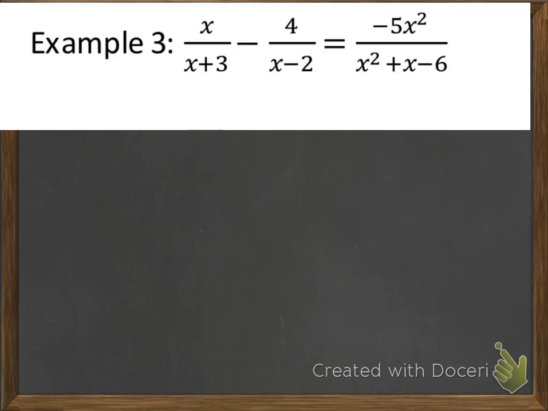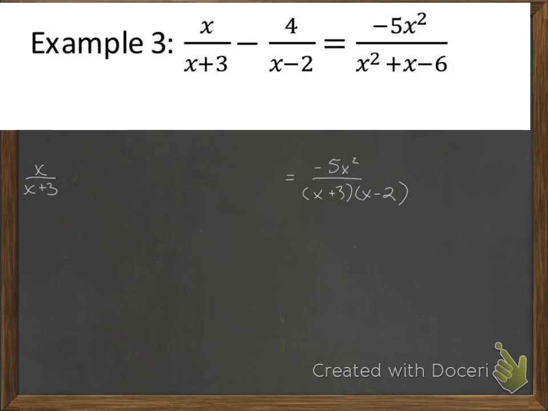So again, we have a very similar example here. So the first thing I'm going to do is rewrite this problem. And as I rewrite it, I'm going to factor out the polynomial on the right-hand side. Okay, so I have -5x squared divided by x plus 3 times x minus 2. Okay? All right, so now what do we want to do? We want to find the LCD. Well, the LCD is x plus 3 times x minus 2, and then we need to multiply by it.